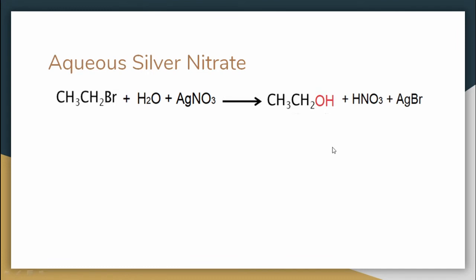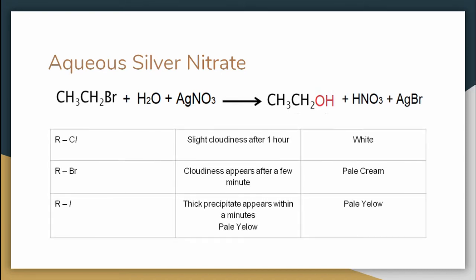Let's look at the aqueous silver nitrate. Aqueous silver nitrate is used to distinguish between different kinds of organic chlorides, bromides, and iodides. Look at the tables. As you can see, the reactive chloride is going to be white, the reactive bromide is going to be pale cream, and the reactive iodide is going to be pale yellow.